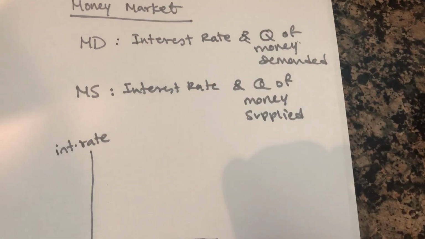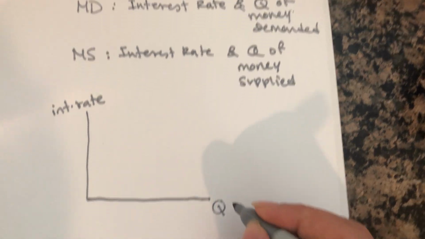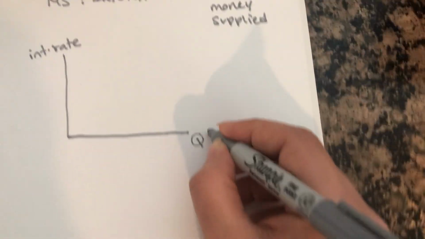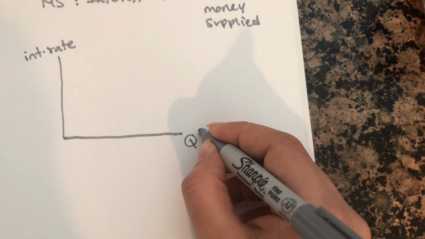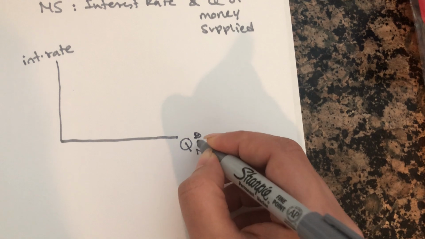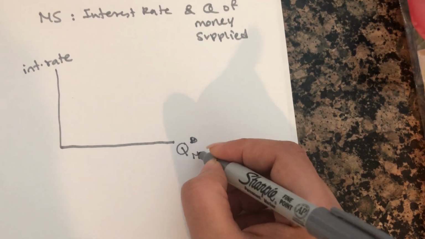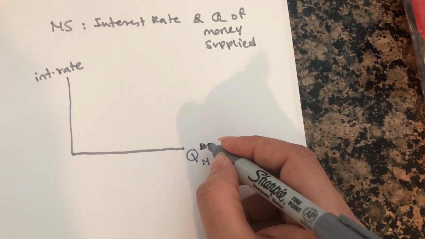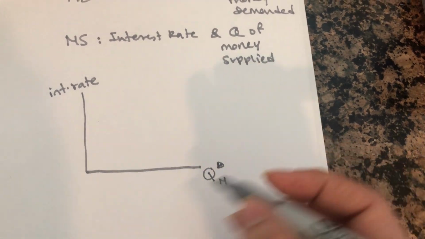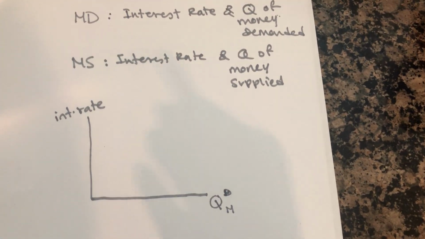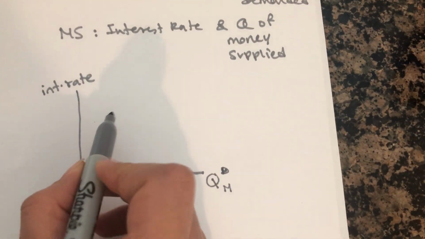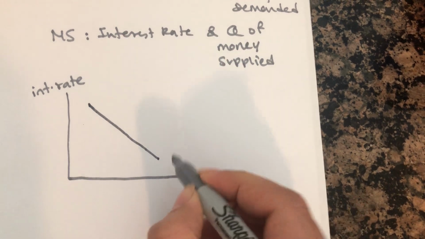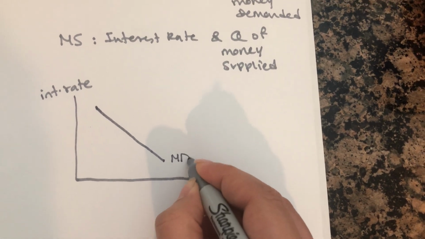Since I'm going to draw our MD here for you, I'm going to put my quantity of money demanded. I'm going to abbreviate this with QDM, that will be the quantity of money demanded. And just like chapter 3, our MD, our demand here, is downward sloping. So this is our MD.